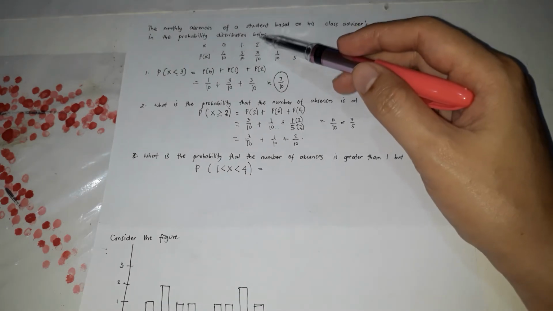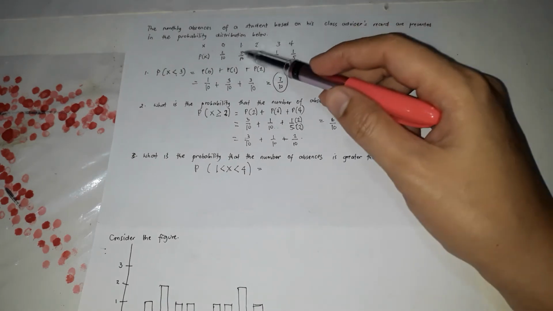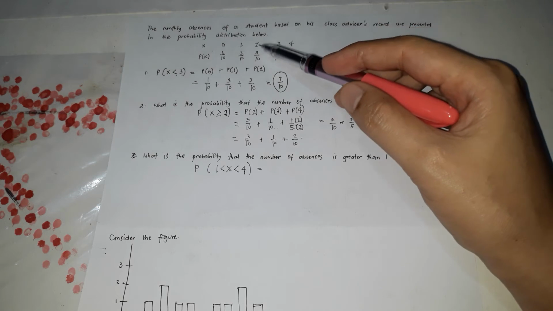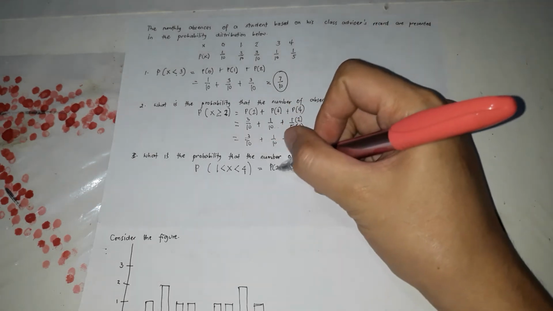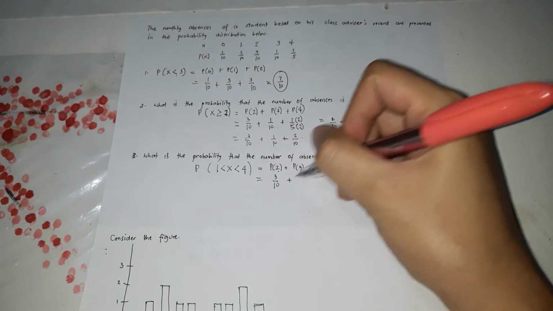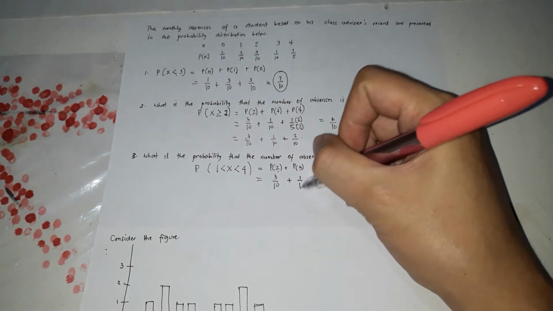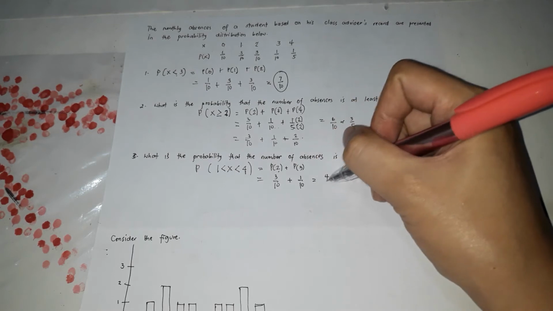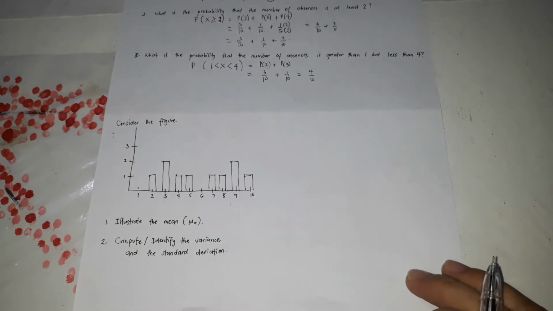So it is between 1 and 4. Ano yung mga values? P of 2 at saka P of 3. So the P of 2 is 3 over 10 plus P of 3 is 1 over 10, which is equal to 4 out of 10. So that's how you're going to solve probabilities of some values.